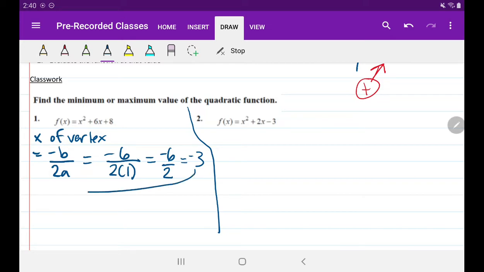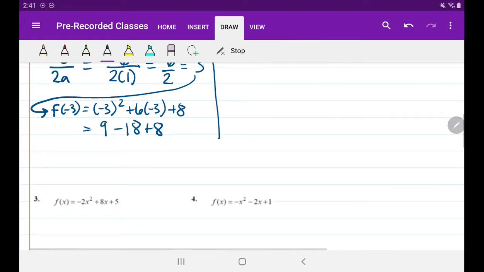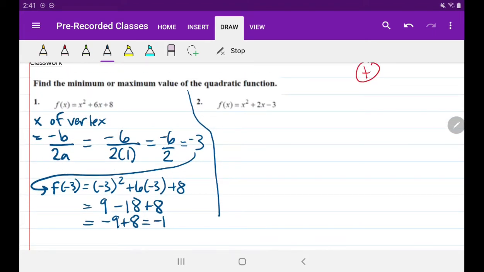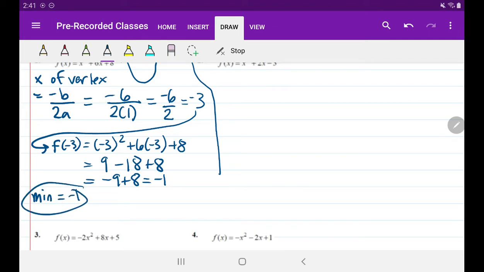So we're going to plug this back in. We'll be doing f of negative 3, so negative 3 squared plus 6 times negative 3 plus 8. That'll be 9 minus 18 plus 8. 9 minus 18 is negative 9, plus 8 is negative 1. Now, this function has a positive a value, so we're opening up, which means we'll have a min. So for number 1, our min value is negative 1. That's the answer for number 1.